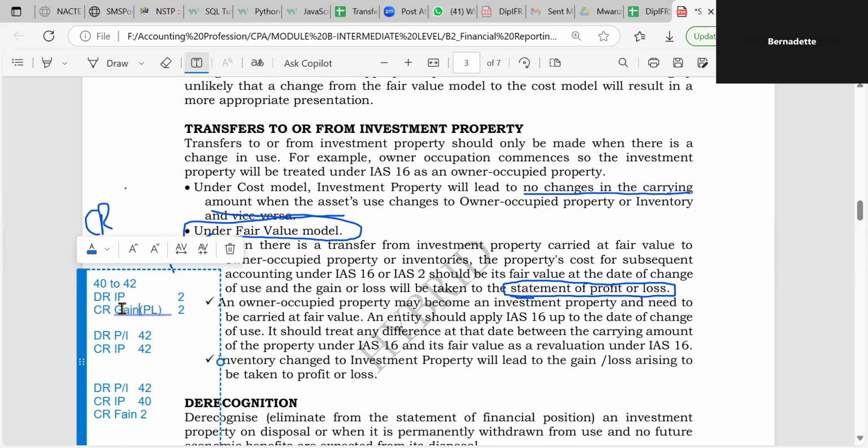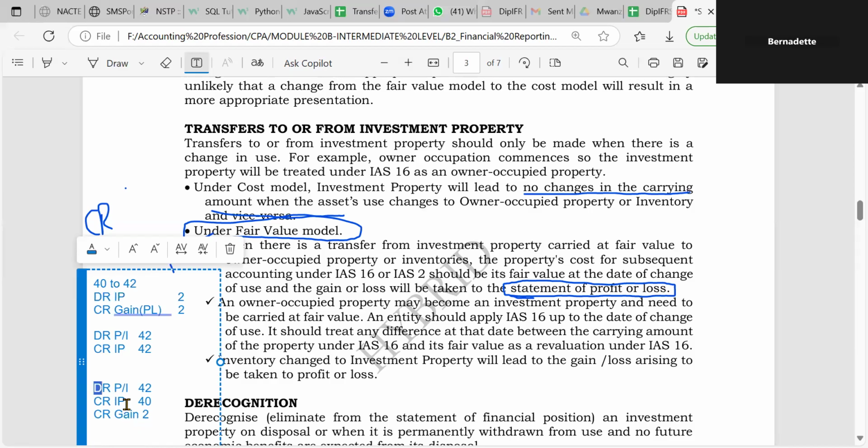So this entry has incorporated both of these, but I did them separately to make sure you understand why this gain goes to profit or loss despite switching from investment property to PPE, which uses the revaluation model, where the gain goes to OCI. But here we use profit or loss. In an exam, when you need to save time, you can just do it this way, but bear in mind that you know what you are doing.